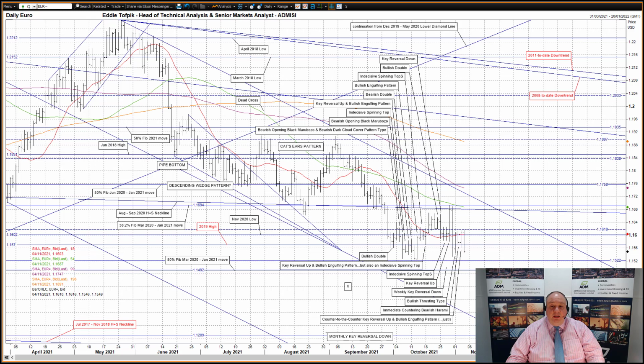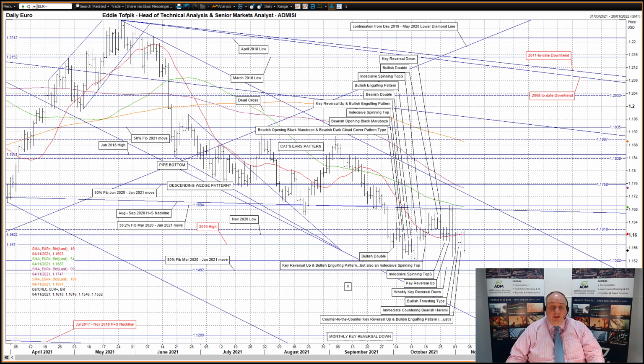Overall, we are still in the follow-on lower from the recent cat's ears pattern formed over July to September, plus the more recent weekly key reversal down made last week. In the cat's ears pattern, the neckline is made up from the combination of the 38.2% Fibonacci line of the March 2020 to January 2021 move at 116.94, and a neckline, currently 116.81, of the August to September 2020 head and shoulders top. Plus now we've also got the declining short medium moving average, currently 116.88, interfering.